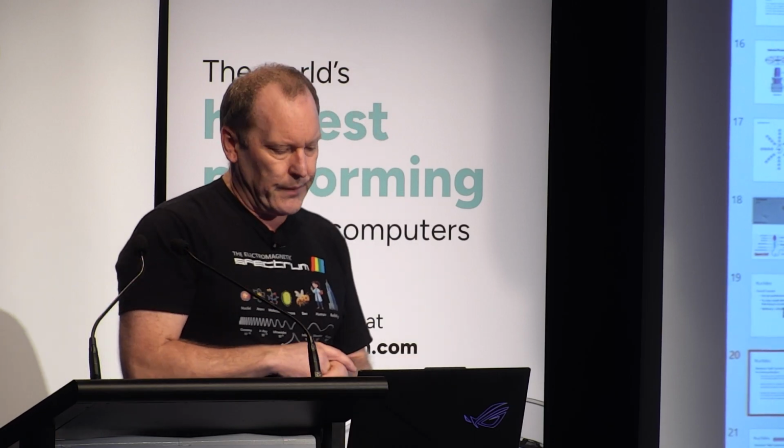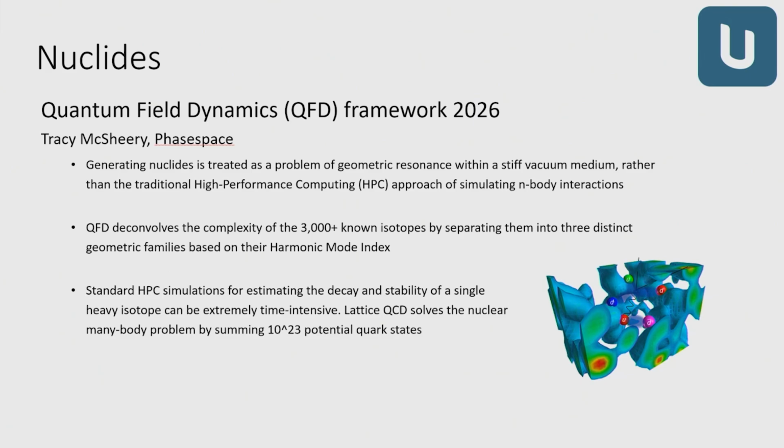If you're familiar with lattice QCD, that's a common solving framework for simulating quark and gluon interactions. It's very complicated. 10 to the 23 possible quark states need to be summed for a simulation. So there's a lot going on there. My friend Tracy McSherry uses phase-space, which is the geometric algebraic representation of 3D space. The idea is to instead look at essentially a soliton representation, so basically treating an atom as a field.